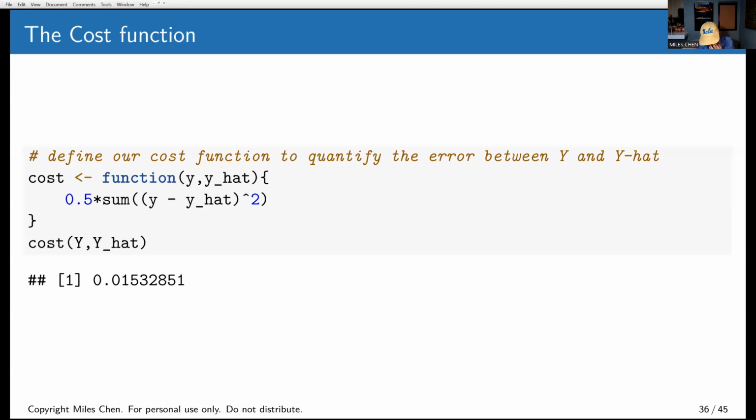The cost function, this is our J. This is the difference between the actual values and the predicted values. So I have Y minus Y hat. We're going to square that difference, sum it up, and then multiply it by 0.5 because that's what we had in our formula. And so right now my cost is 0.0153.